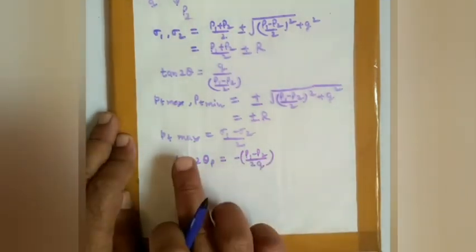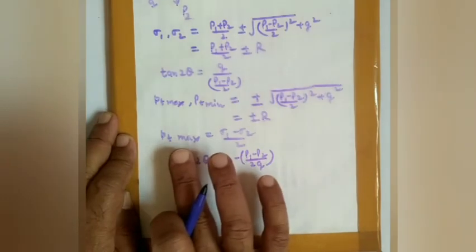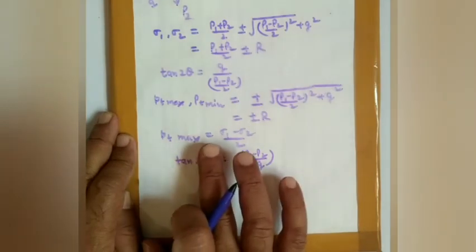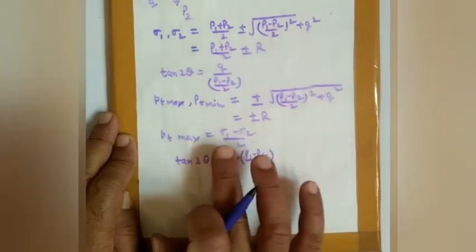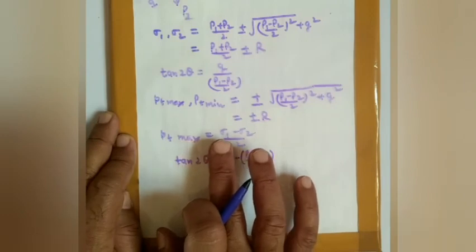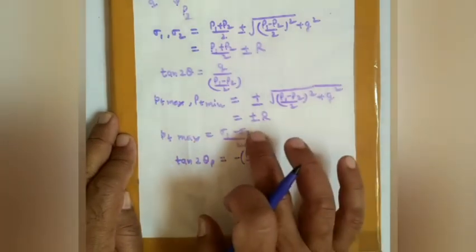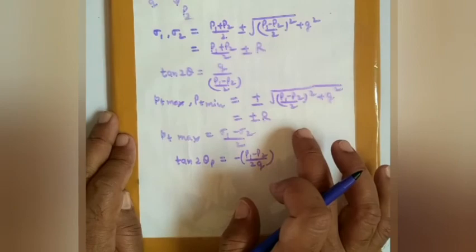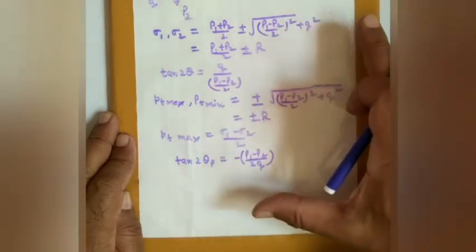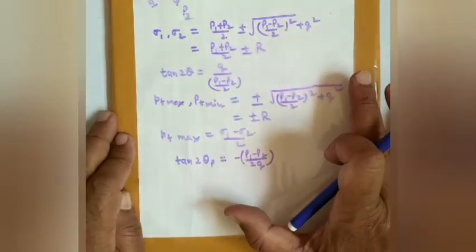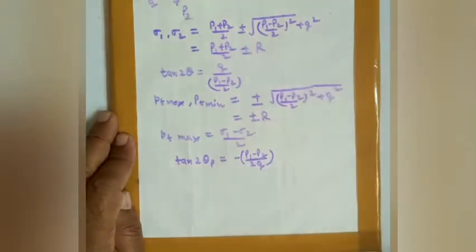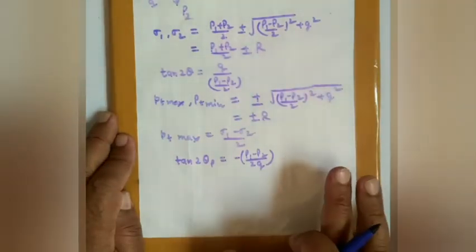And we have another important relation, maximum shear stress pt max is equal to (sigma 1 minus sigma 2) by 2, where sigma 1 is the maximum normal stress and sigma 2 is the minimum normal stress. So these are the important relations which we have derived under the analysis of stress and the principal stresses.